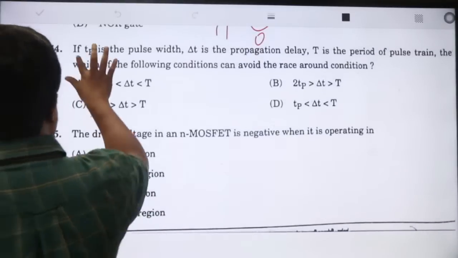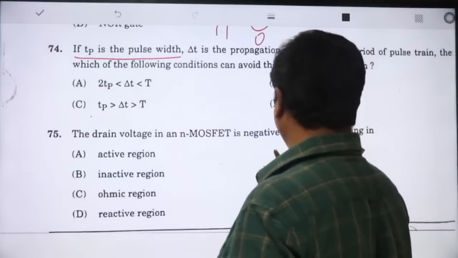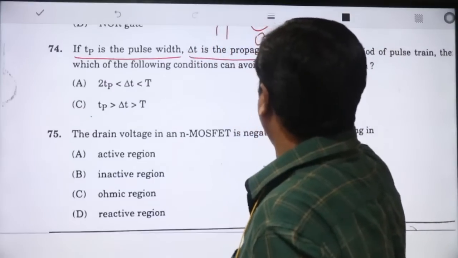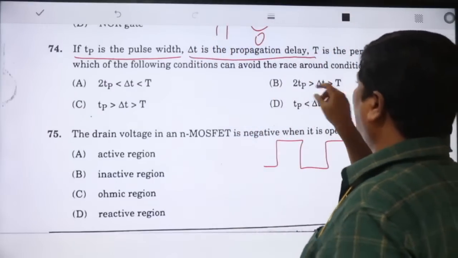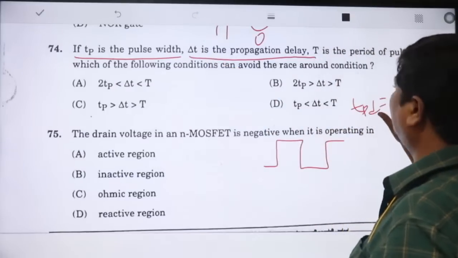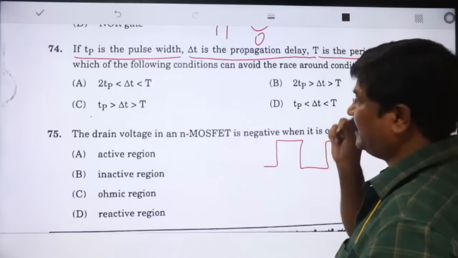See here, TP is the pulse width. Pulse width means this one, like this. Delta T is the propagation delay. TPD can be written as delta T. T is the period of the pulse train.